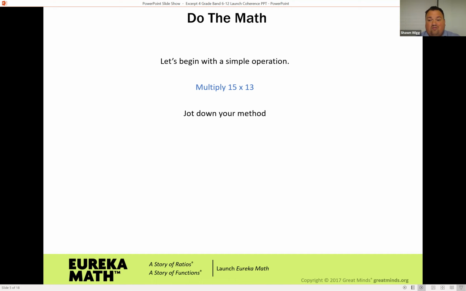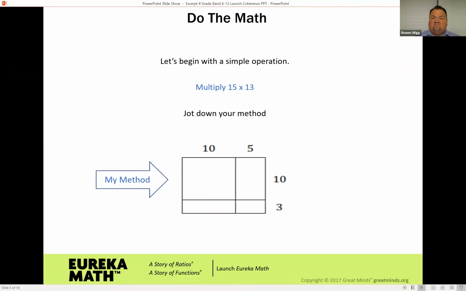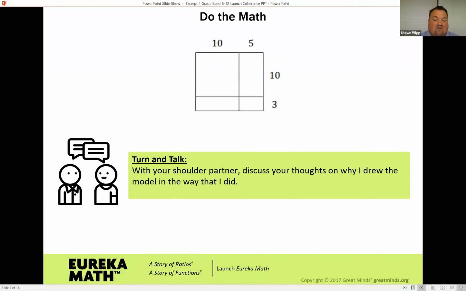What I want to do is show you the way that I did it, and let's take a look at that together. So this is my method. I'm not going to say a lot about it, because I want to know what you think about it. So what I'd like you to do at your table, we're going to do a turn and talk. Find your shoulder partner, and what I'd like you to do within the next 60 seconds is to discuss your thoughts on why you think I drew the model the way that I did, and why I may have chosen this method. So let's take about 60 seconds, share with your partner, and then we're going to share out. So turn and talk.